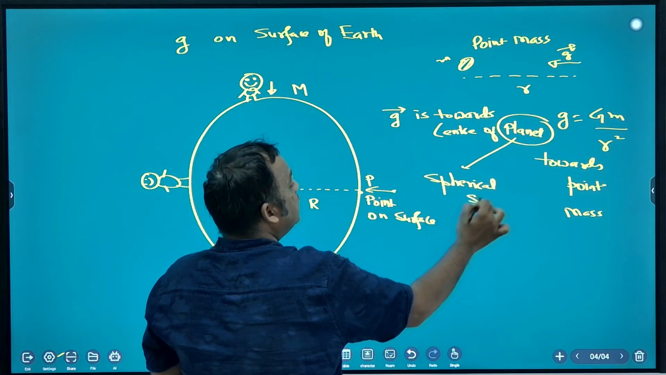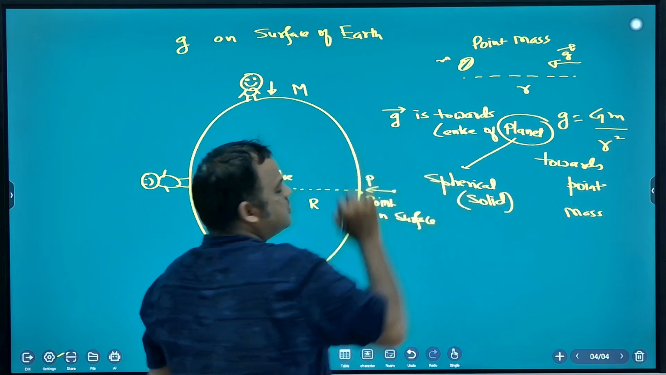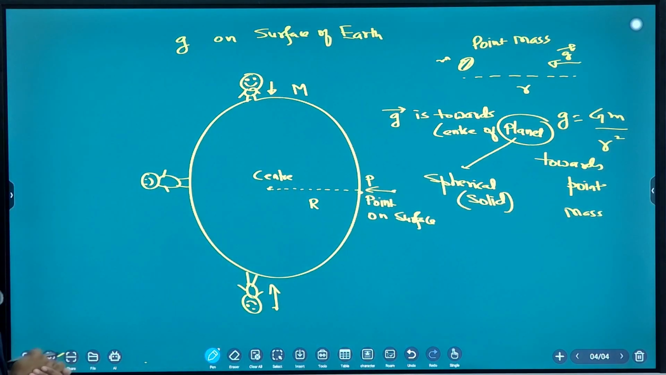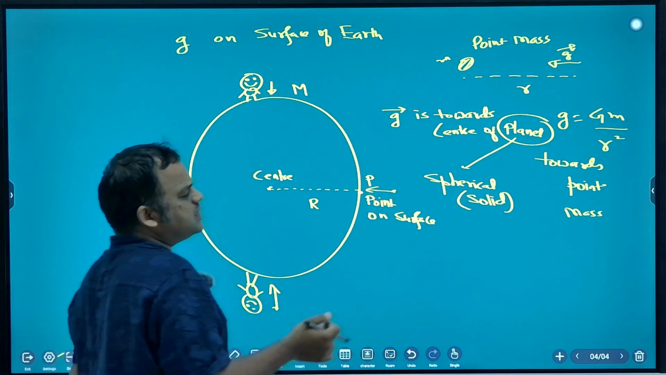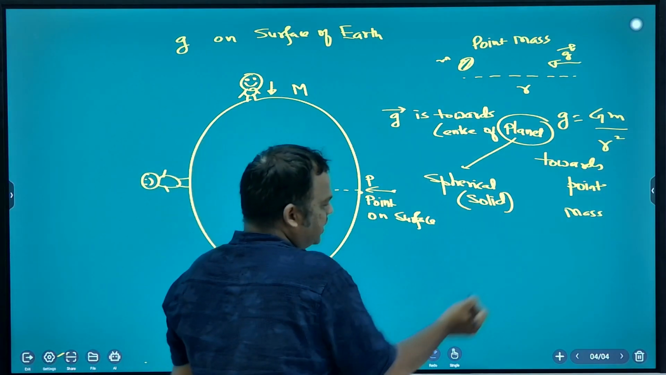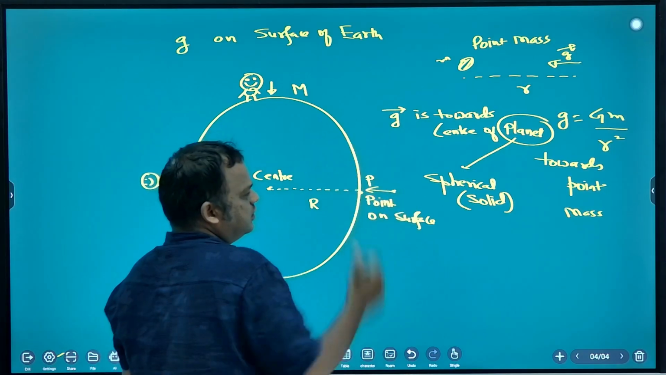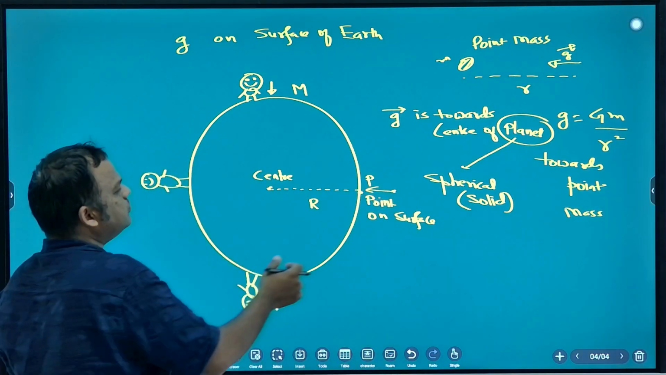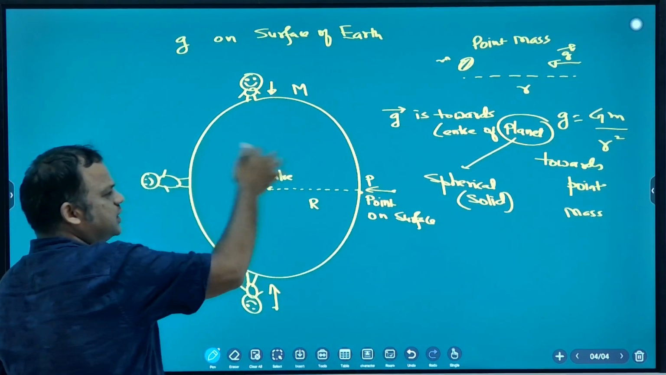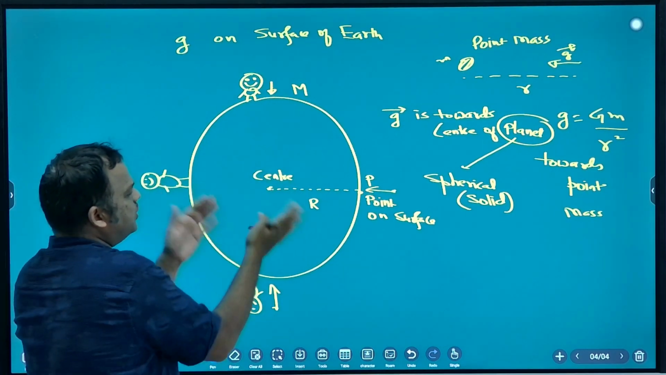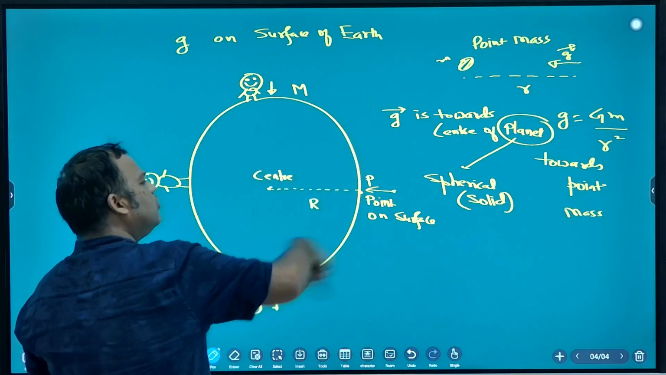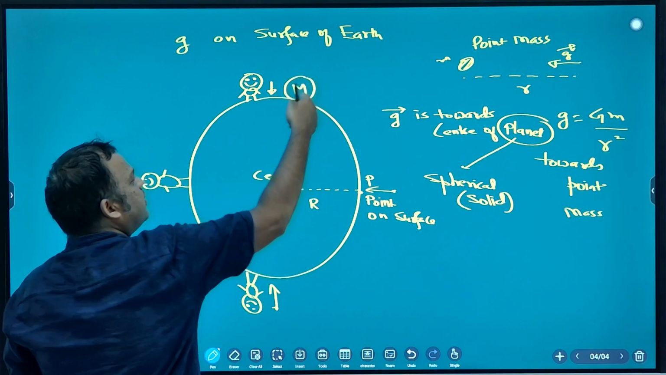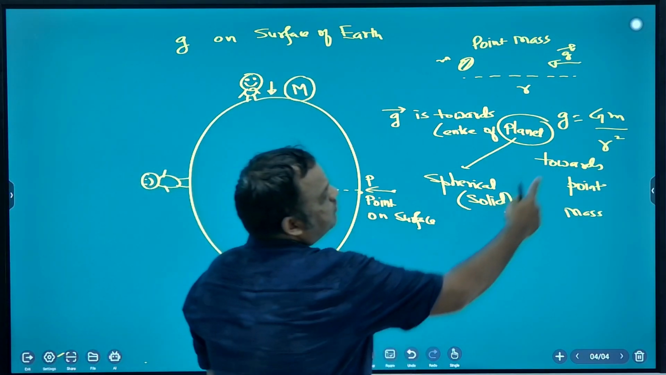Spherical, solid sphere. Most of the planets are solid. Some are gas also, like Jupiter is gas, and Neptune is gas, but most of the planets are solid. So whether it is solid, liquid or gas, the formula is the same because gravity depends on mass.